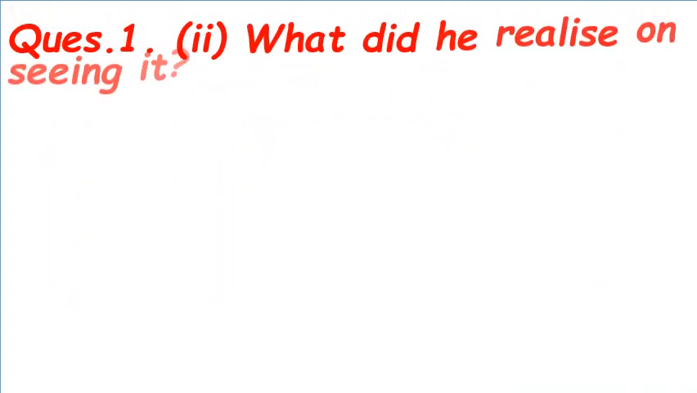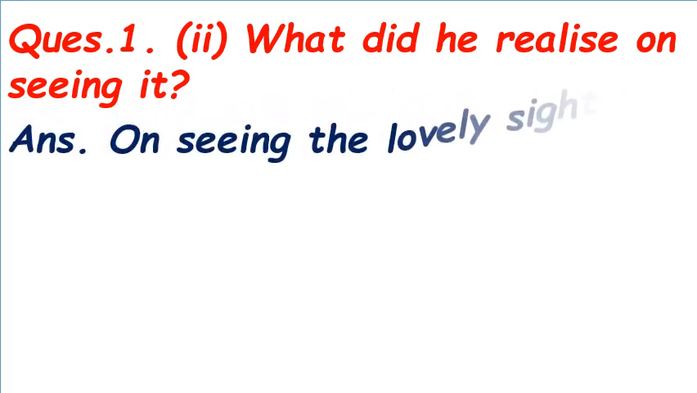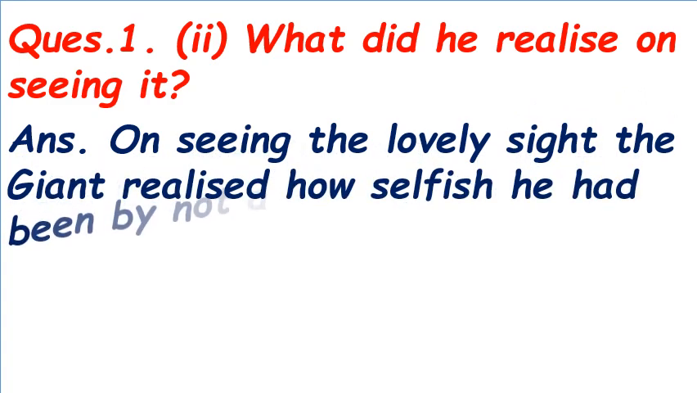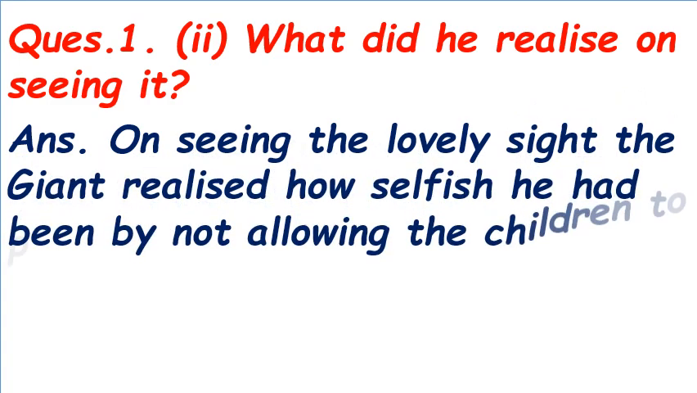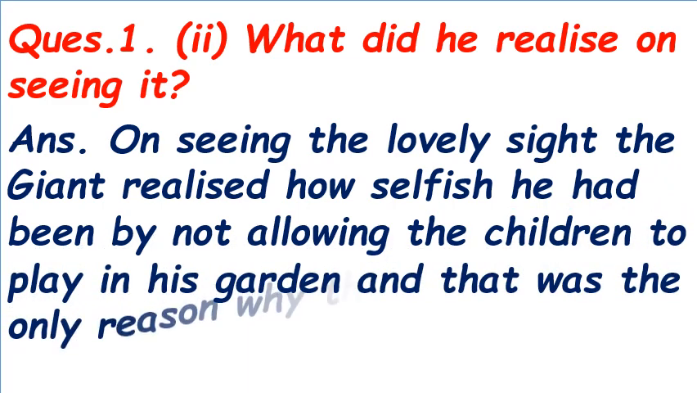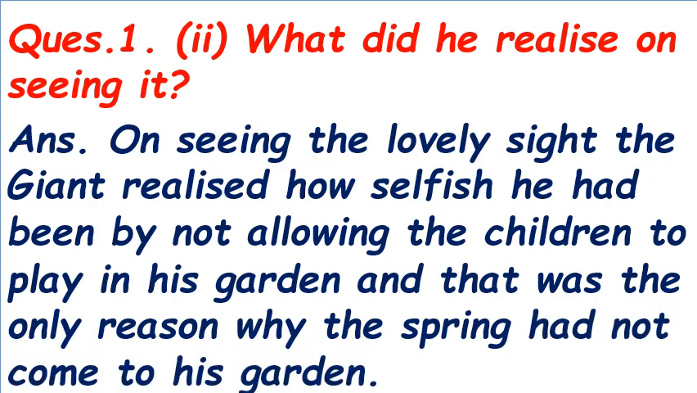Question number 1, part 2 is, what did he realize on seeing it? The answer is, on seeing the lovely sight, the giant realized how selfish he had been by not allowing the children to play in his garden, and that was the only reason why the spring had not come to his garden.